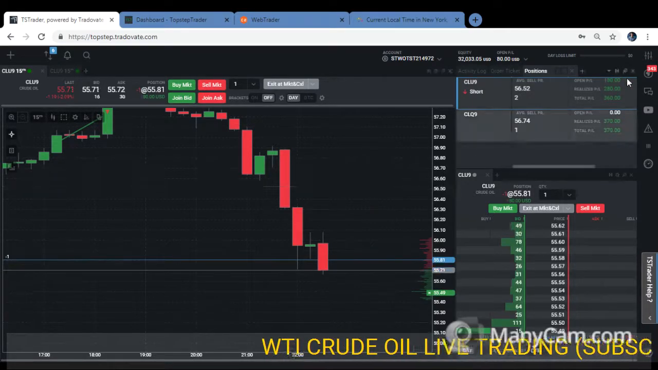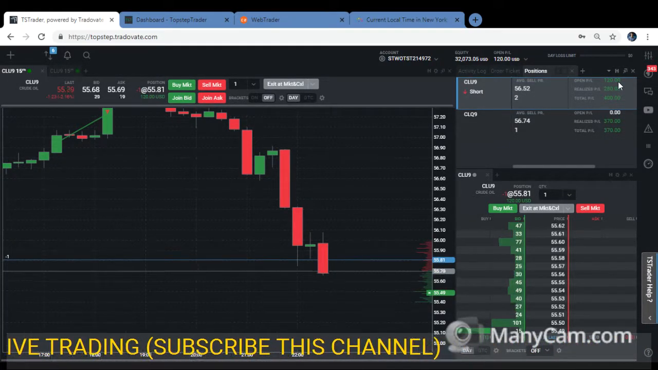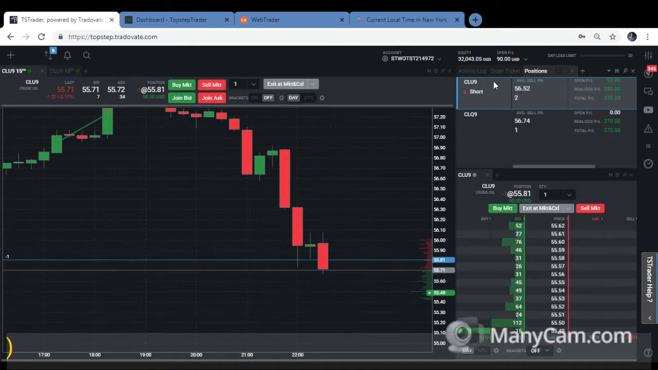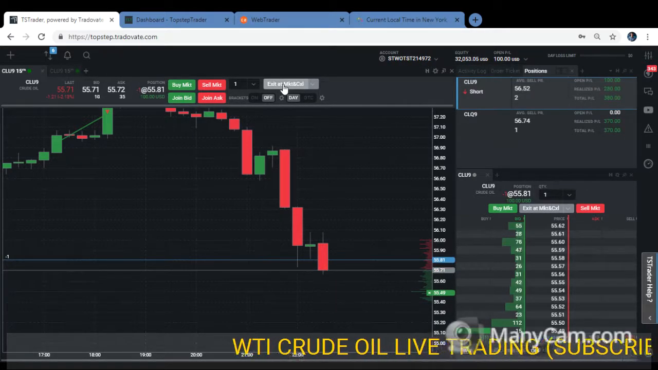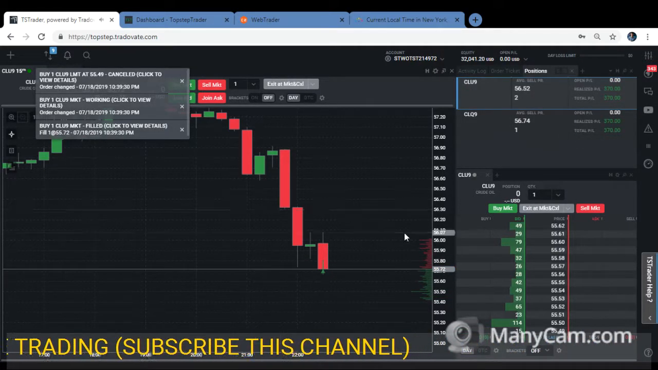Okay, so far looks good. We are 100 ticks at this moment, 120 ticks, 130. I think I will exit. Should be enough because I reached my target already. So let's exit then. 100 US dollar profit.